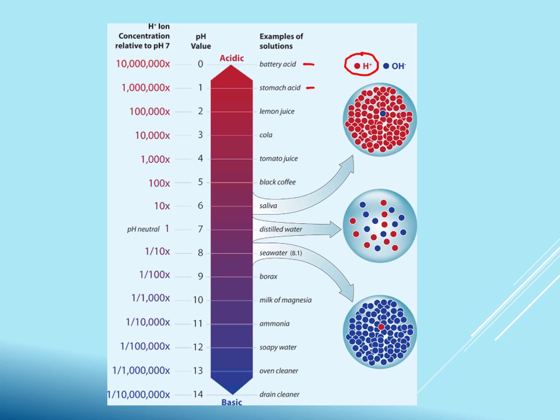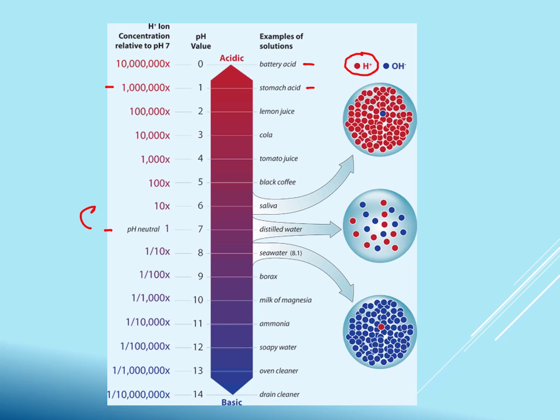Battery acid, of course, is extremely strong. Stomach acid, the stuff inside of your belly right now, helping you digest your food, is very, very, very strong. And if you actually look on this side, it says 1,000,000 times stronger than just plain distilled water, which is pure water. Now, you'll also notice on the left side here, it says the hydrogen ion concentration relative to pH 7, which is just a fancy way of saying it's a logarithmic scale.